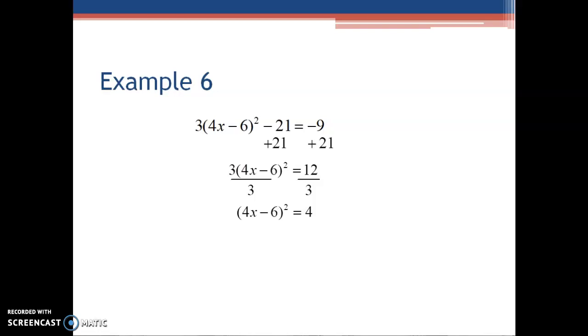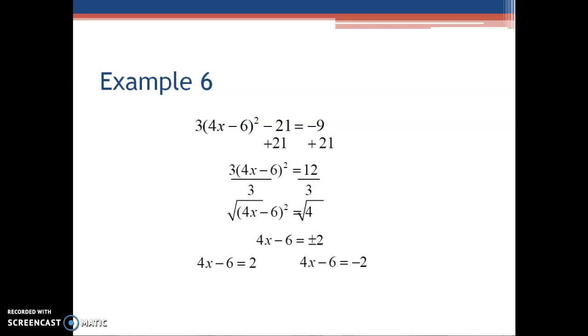Okay, now that we have the part that's being squared by itself, now I can take the square root of both sides. So taking the square root of both sides, that's going to leave me with 4x minus 6 equals plus or minus 2. Again, we haven't solved for x just yet. At this point, we need to write two separate equations because 4x minus 6 could equal positive 2 or it could equal negative 2. So we'll write those two equations separately. So we have 4x minus 6 equals 2 and 4x minus 6 equals negative 2.